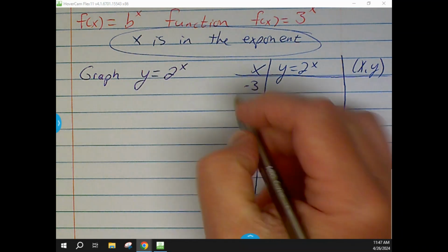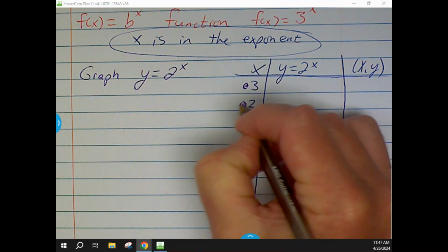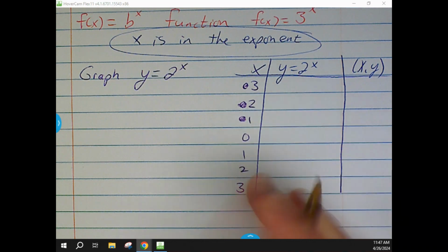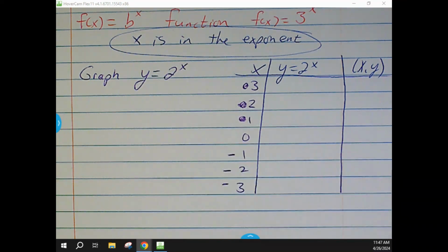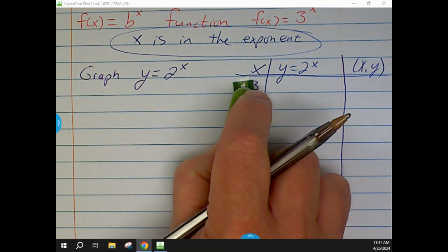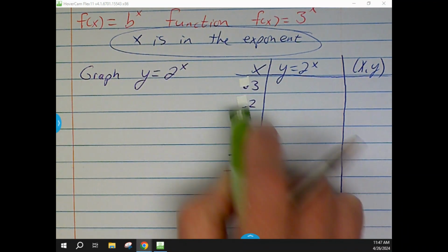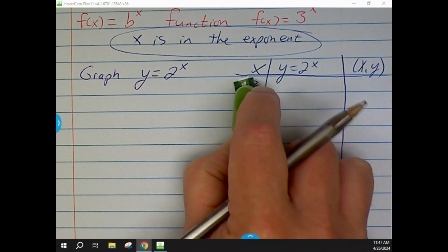Oh, wait, I'm sorry. Change these around. Those are supposed to be positive numbers at the top. Well, it doesn't matter. If you want to leave them that way, I meant for this to be negative down here. If you have a pen, you better have correction tape close by. There we go.